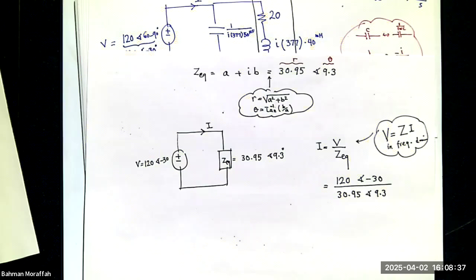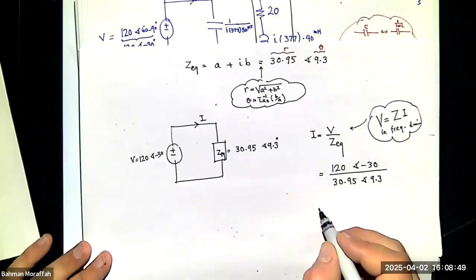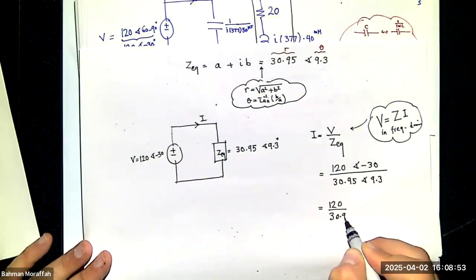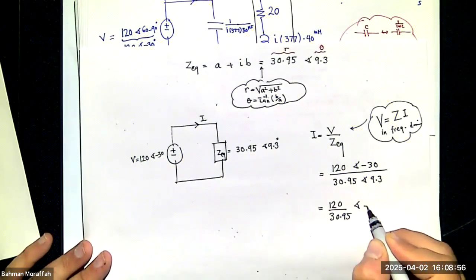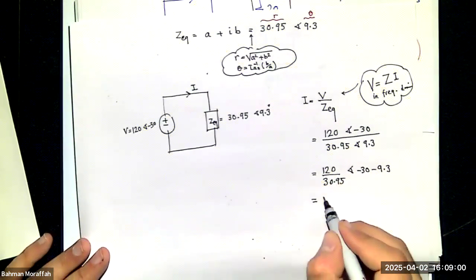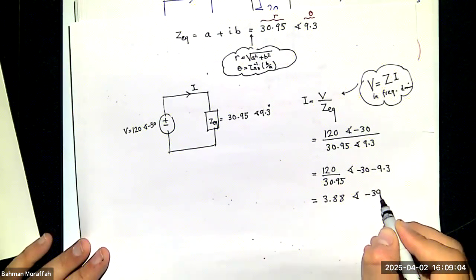When I divide two complex numbers, what do I do? I divide the magnitudes, I subtract the angles. So I have 120 divided by 30.95, angle minus 30 minus 9.3. This is 3.88 with the angle minus 39.3.